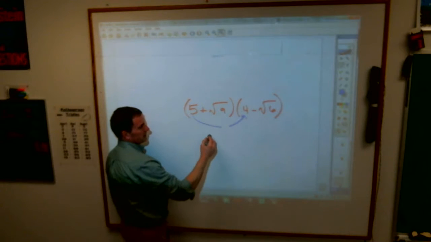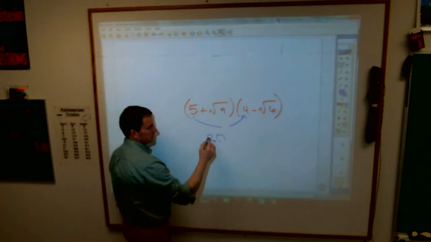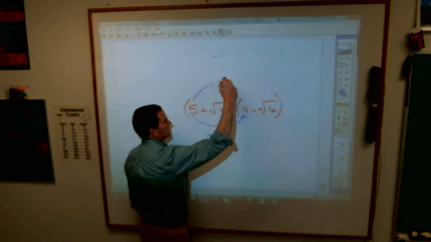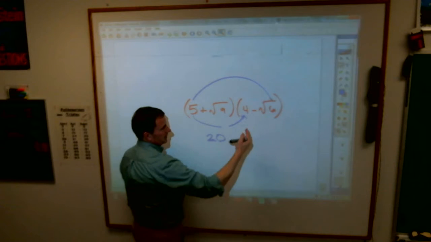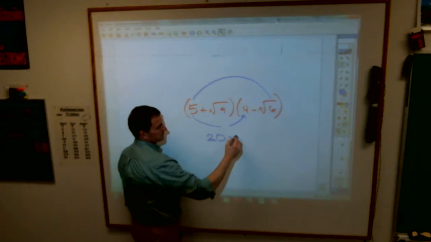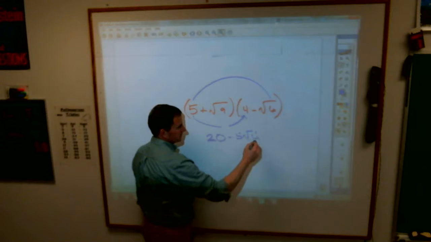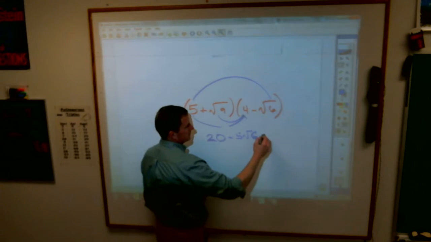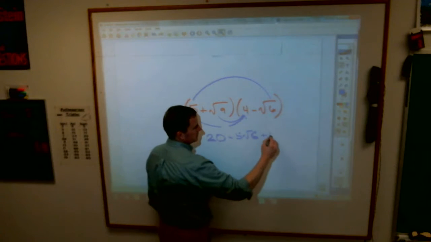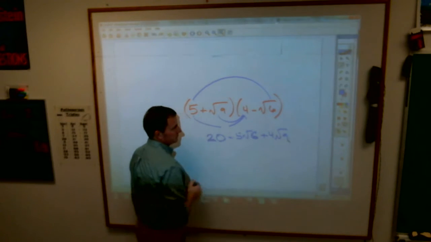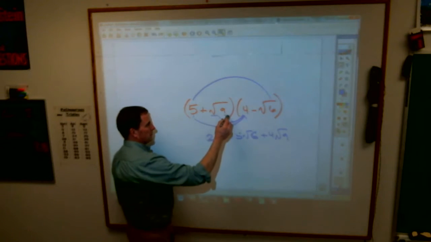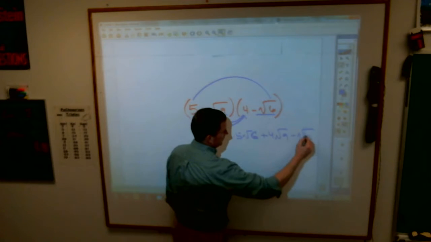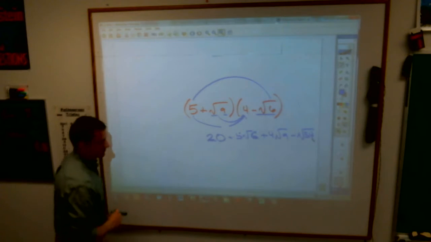Your two first terms get together and you get a 20, right? Your outside terms, 5 times negative square root of 6 is negative 5 square roots of 6. Your inside terms would give you a 4 times the square root of 9, which is 4 square roots of 9. And then what is the square root of 9 times the square root of 6? Negative square root of 54.